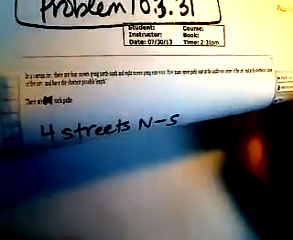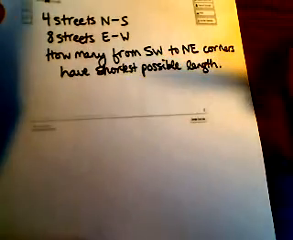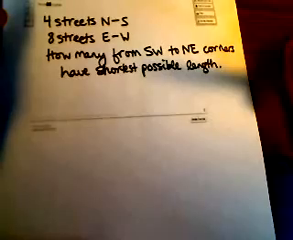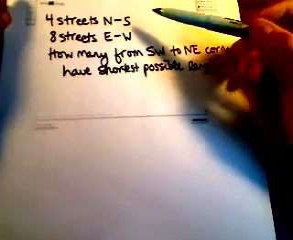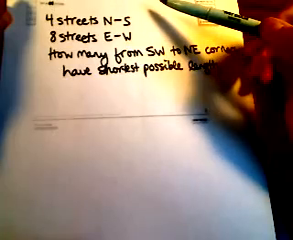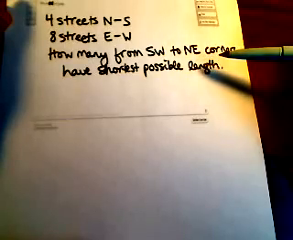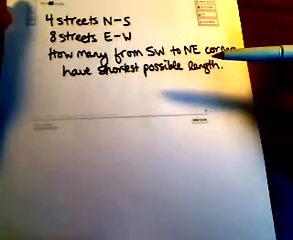Okay, so this is problem 10.3.31, and you can't really read that, but I'll read it to you. Here's the important information. It says, in a certain city there are 4 streets going north-south and 8 streets that run east-west. How many street paths start at the southwest corner of the city and end at the northeast corner of the city and have the shortest possible length?